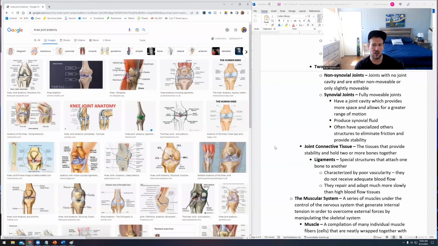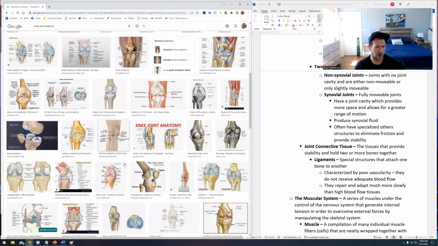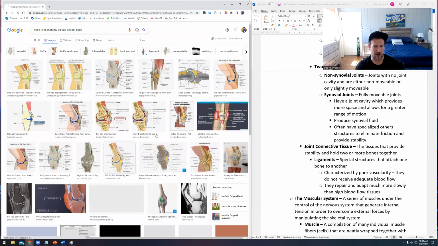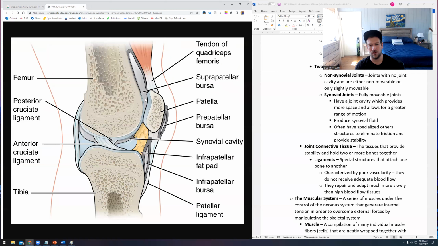You look at the knee joint, you'll also see some other specialized materials. There we go. So you'll see sometimes you've got these little fluid filled sacs.